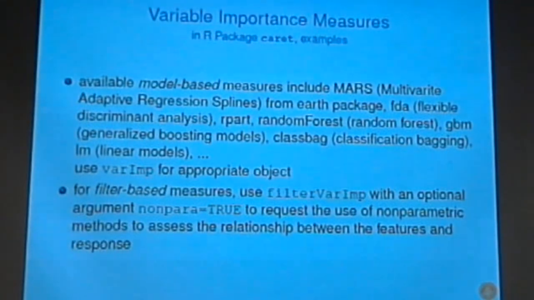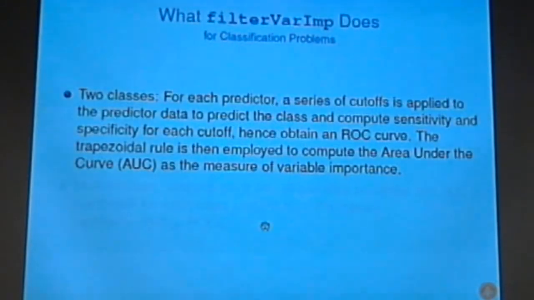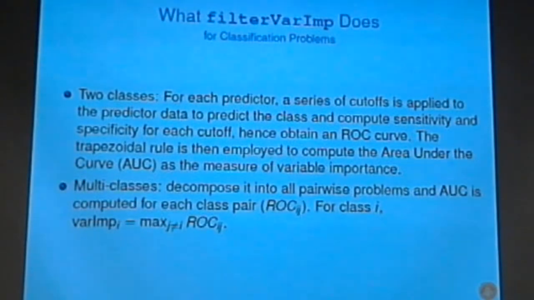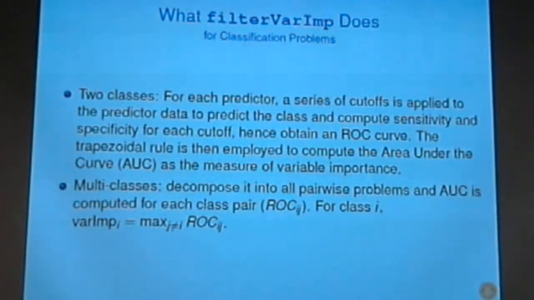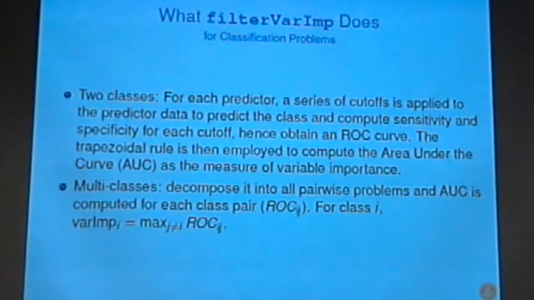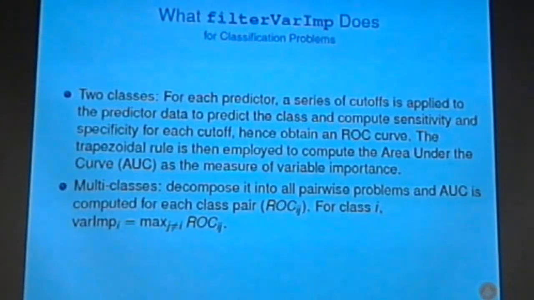Currently, you probably want to run the second approach using filter-based measures. The command to use is filterVarImp, with this argument. Basically, for the two-class case, for each predictor, a series of cutoffs is applied to the predictor data, and you use the ROC curve. For multiple classes, you do pairwise classes and look at the maximum ROC. And that's called variable importance.